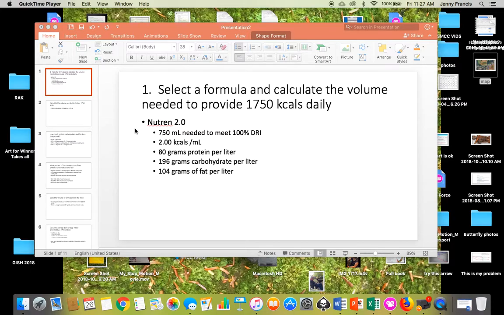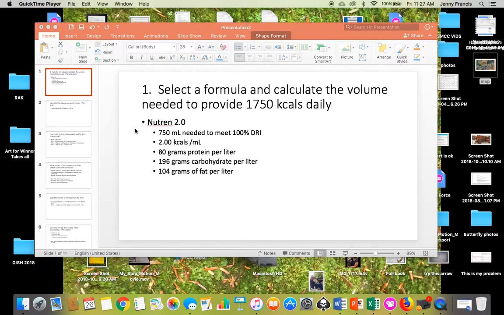And the question had asked you to select two formulas from the back of the book, tables G1 and G2, and calculate the nutrition value of those formulas and how much formula you would need to deliver to the patient to make sure their nutrient needs were met. So the first thing you need to do is turn back to that chart at the back of your book. It's Appendix G. And select one of the formulas.